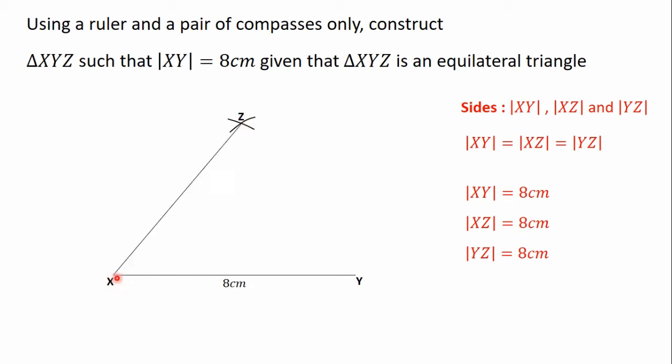We will join X to Z with a straight line to get the side XZ. The length of the side XZ is 8 centimeters. Then we will join the point Y to Z to get the side YZ. The length of YZ is 8 centimeters. Now that we know how to go about the construction, let's do the actual construction.